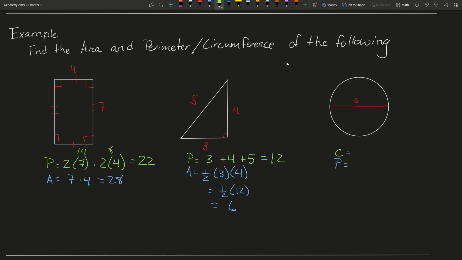For the circle, we have a diameter of 6, and this means that our radius, r, is 3. So to find the circumference, we do 2 times pi times r, which is 3, which comes out to 6 pi. To find the area, we do pi times the radius, 3, squared. 3 squared is 9, so our answer is 9 pi.